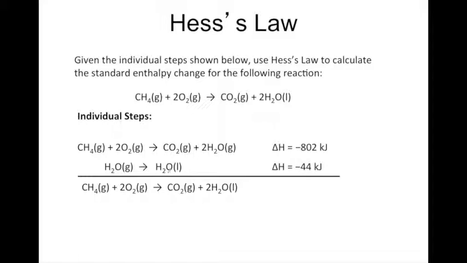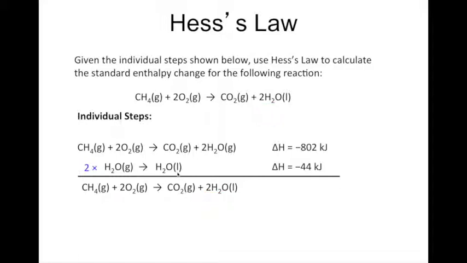So now I've got H2O liquid on the product side, and that's what I want. I need H2O liquid here. But I also notice that I need 2 moles of H2O liquid. So I need to multiply this reaction, the second step, by 2. I can also do that.